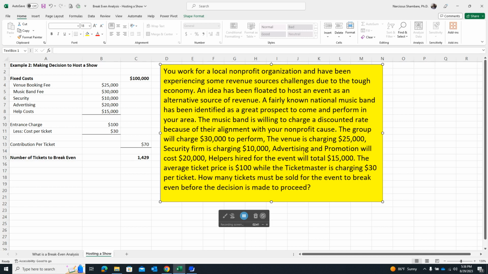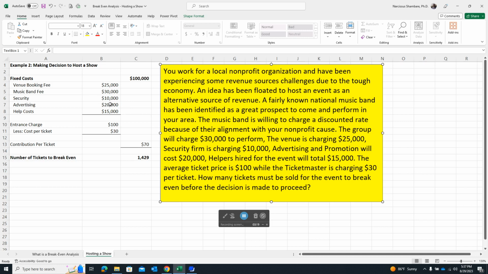Security is charging $10,000. Advertising and promotion will cost about $20,000, and the helpers for the event will cost a total of $15,000. And the average ticket price is going to be $100, while the ticket master is charging $30 per ticket. So how many tickets must be sold for the event to break even before the decision is made to proceed? This sounds like a mouthful, but you will be able to appreciate how the break-even analysis approach can simplify that.